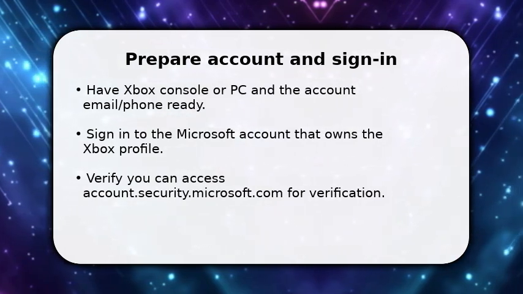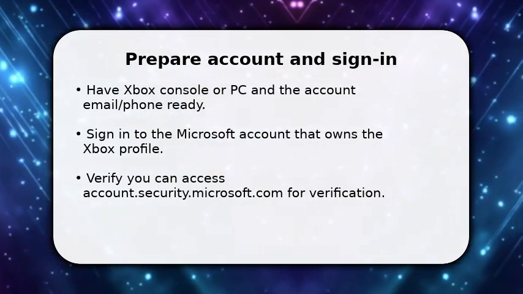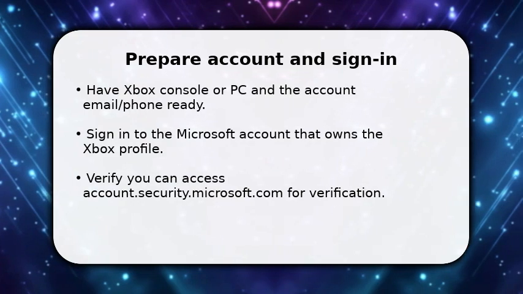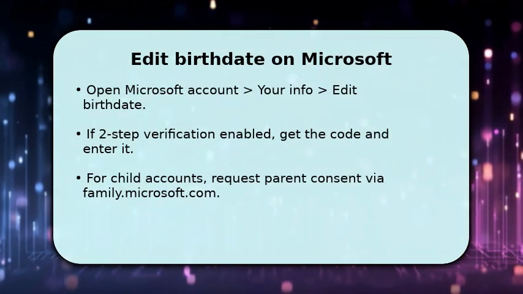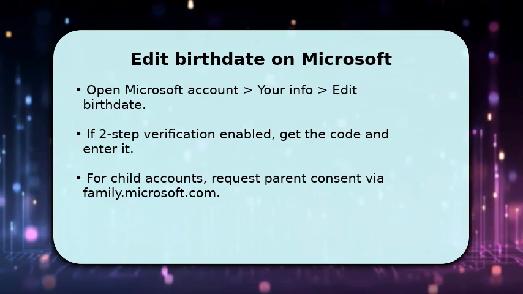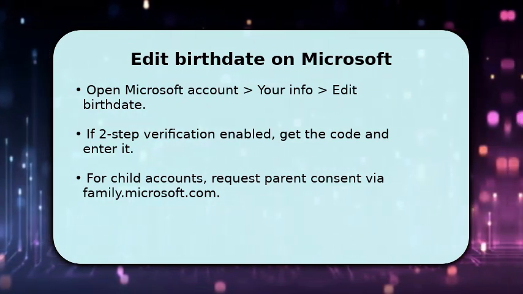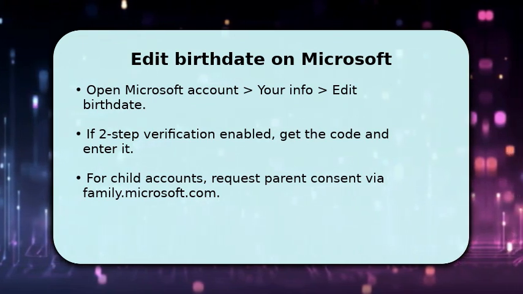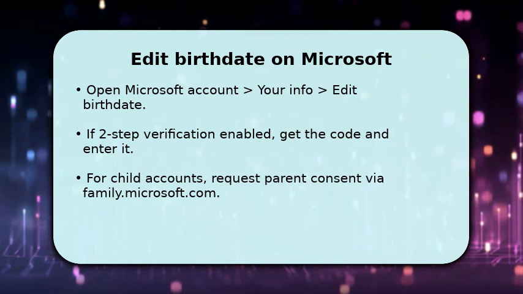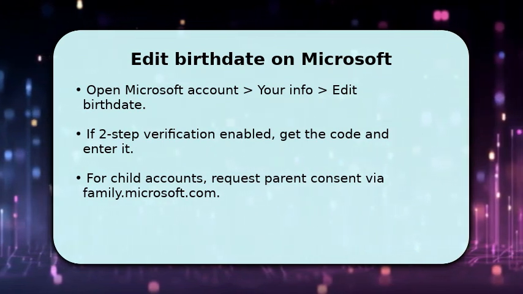Now that you're authenticated and ready, navigate to the Privacy and Profile section to locate the birthdate field. Once on the Microsoft account page, select your info and locate Edit Birthdate. You will now change the date, enter the correct day, month, and year. If two-step verification is enabled, retrieve the code and enter it when prompted to confirm identity.